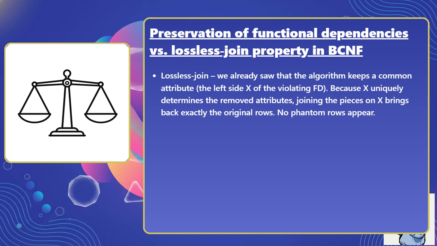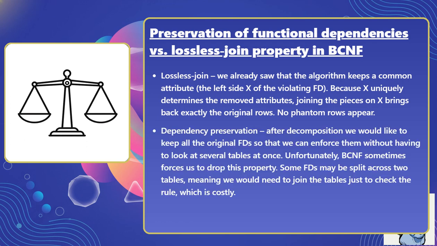No phantom rows appear. Dependency preservation: after decomposition, we would like to keep all the original functional dependencies so that we can enforce them without having to look at several tables at once. Unfortunately, BCNF sometimes forces us to drop this property. Some functional dependencies may be split across two tables, meaning we would need to join the tables just to check the rule, which is costly.